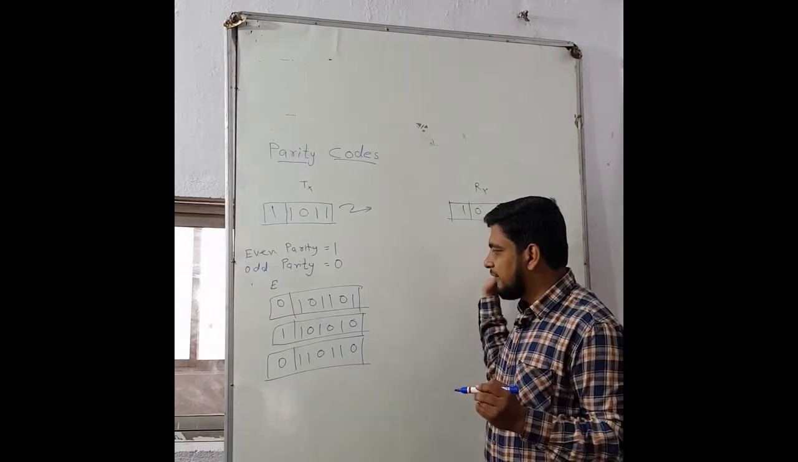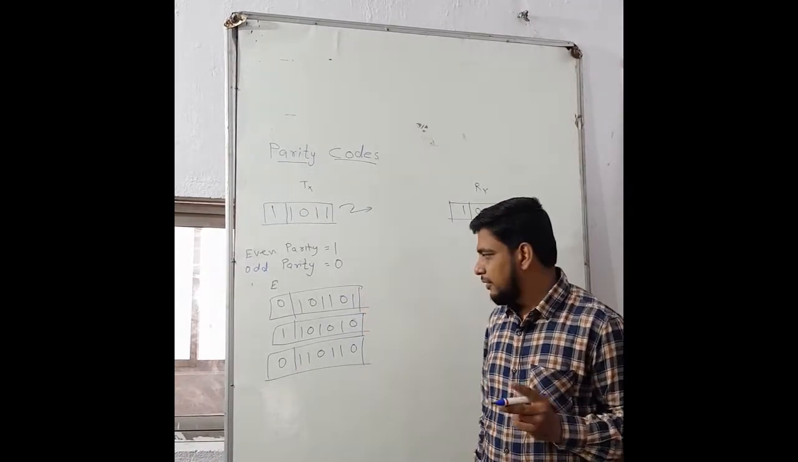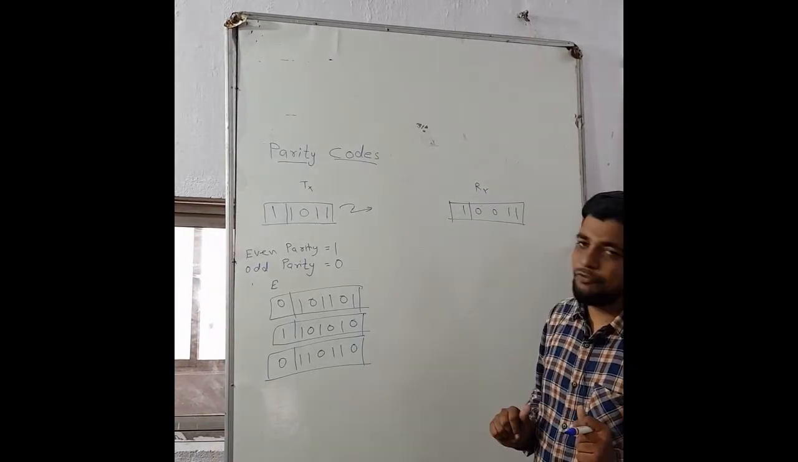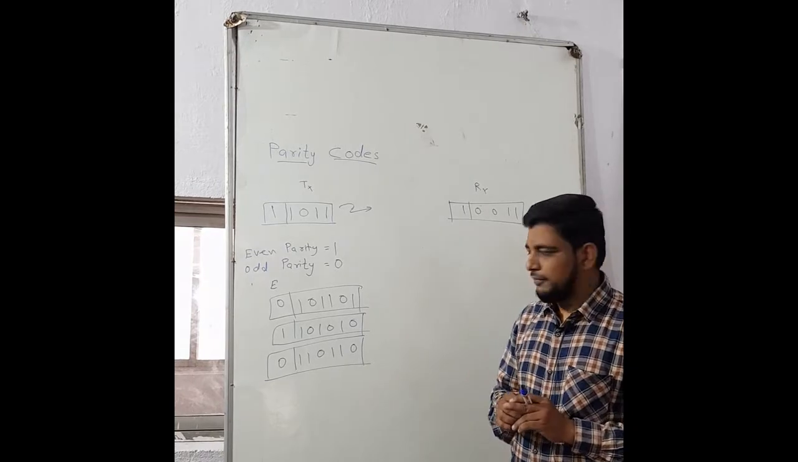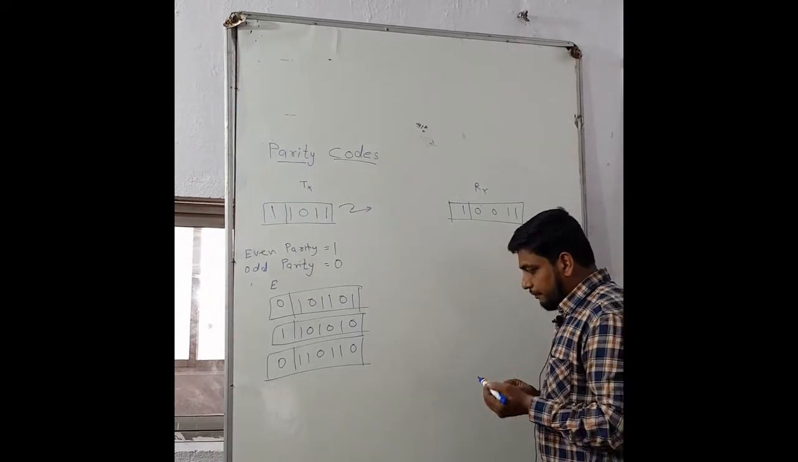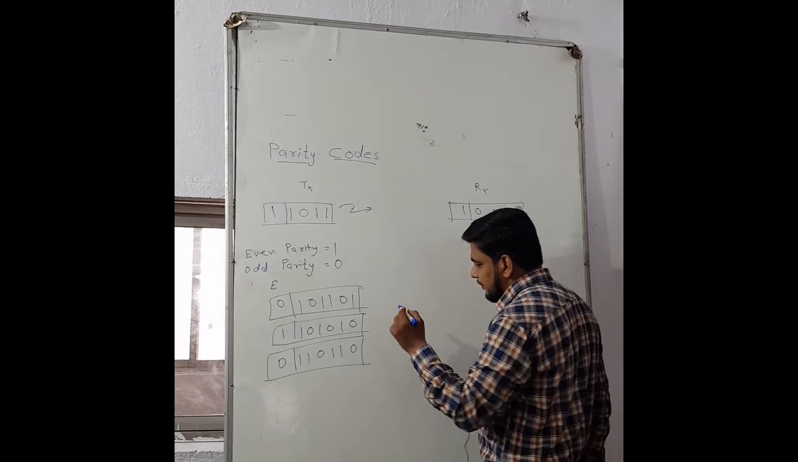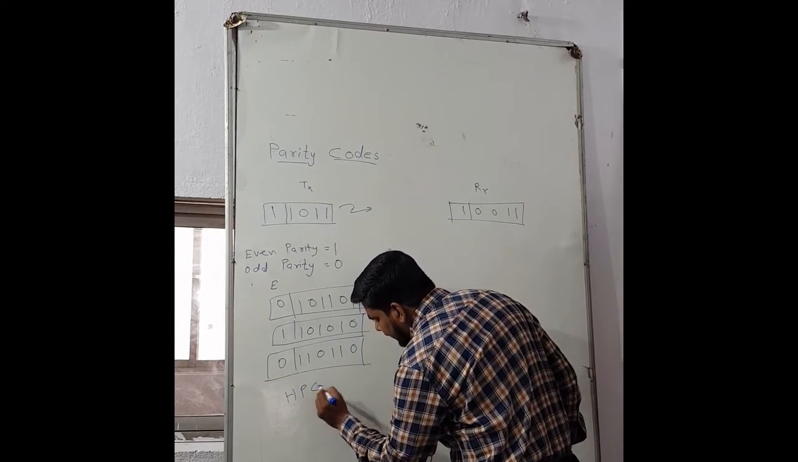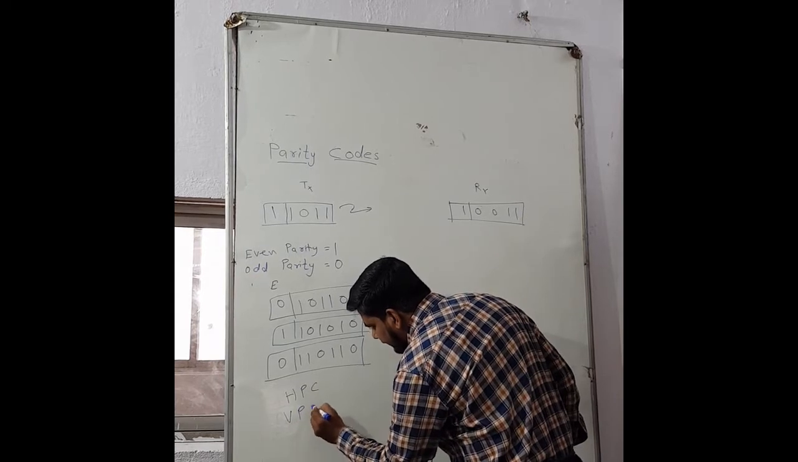and at the end of the receiver we check the redundant bit. If both match, then it accepts the information. This is the simplest method, the parity generator method. There are two types in this method, that is horizontal parity checking and vertical parity checking.